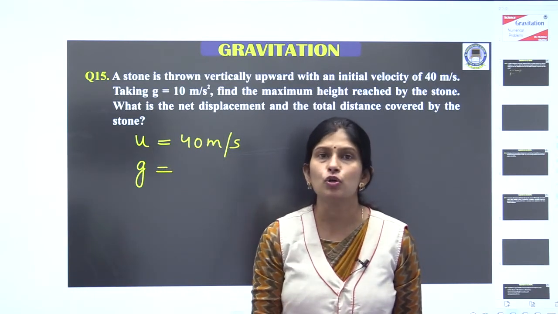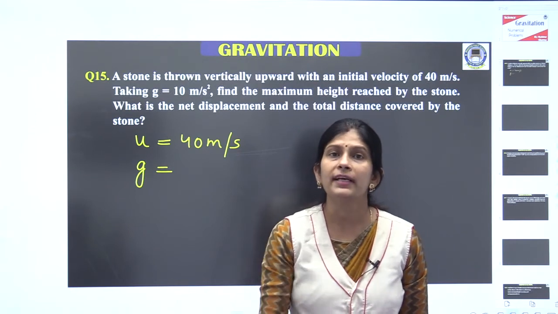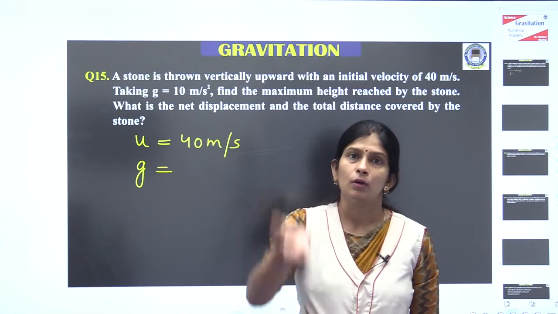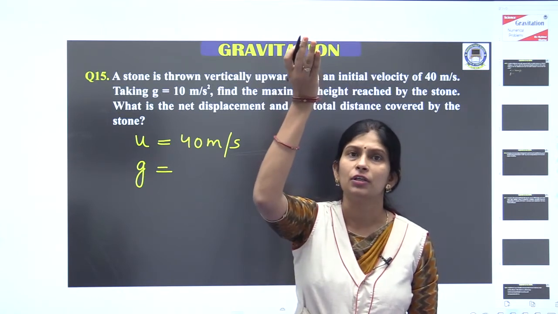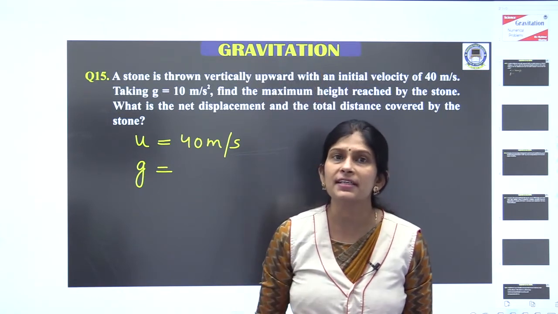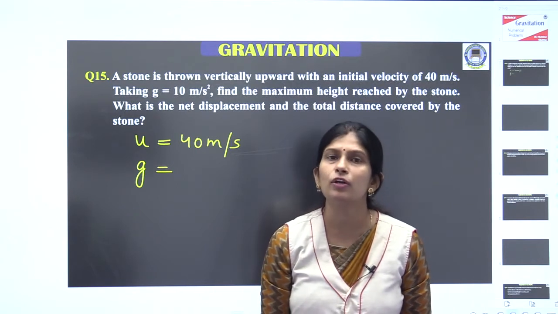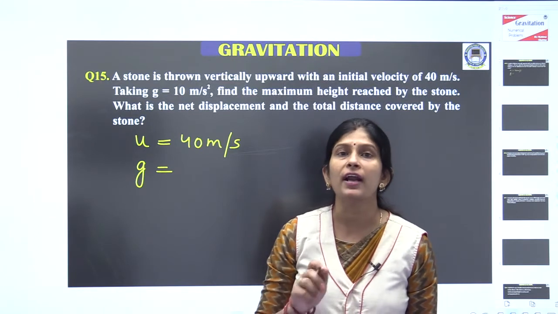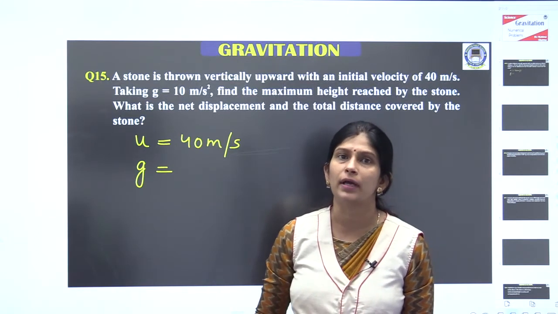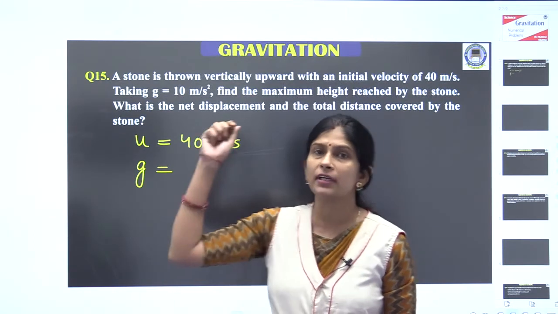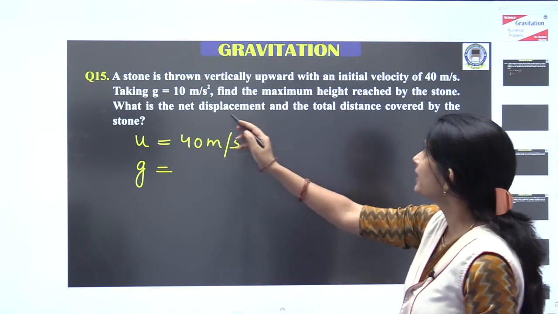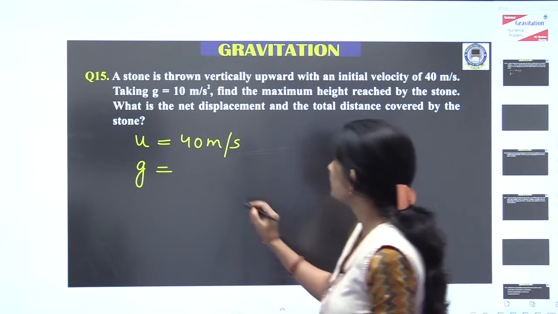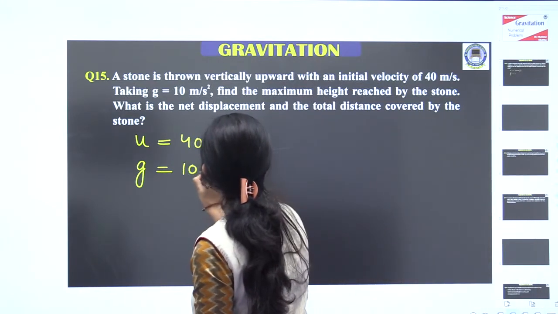Here that stone is thrown vertically upwards, so it is moving in the vertically upward direction, so it experiences an acceleration due to gravity denoted with small g. It has a constant value of 9.8 meter per second square, but it is mentioned in the question you can take its rounded off value, that is 10 meter per second square.